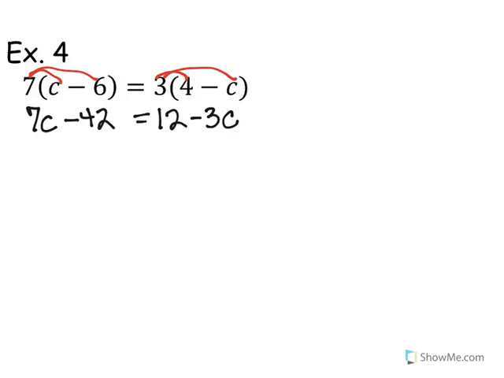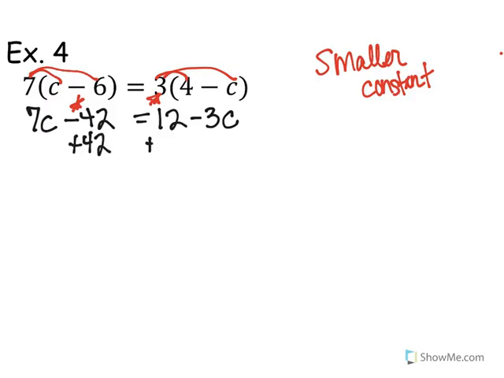Yeah, you're right. Okay, focus on the smaller constant. What number is smaller? Negative 42 or a positive 12? Negative 42. Negative 42 is smaller. Okay, that means that I add 42. And I only add 42 to its like term, the 12. You're not going to add 42 to 3C, or you're not going to add 42 to 7C. That is a common mistake that I do see.